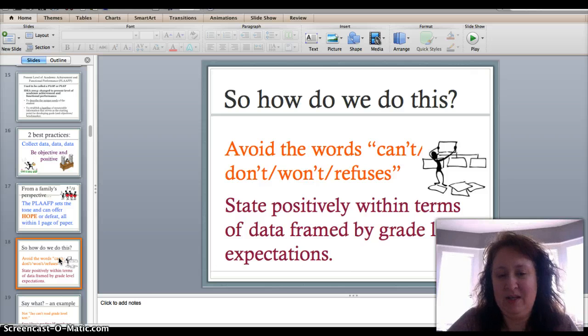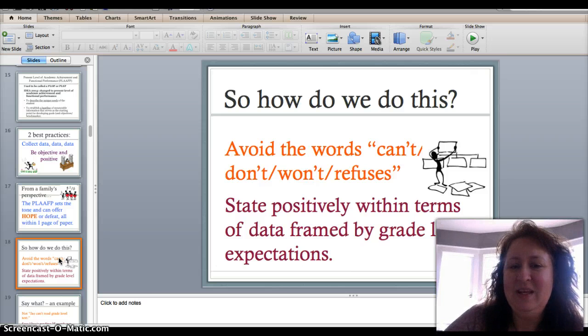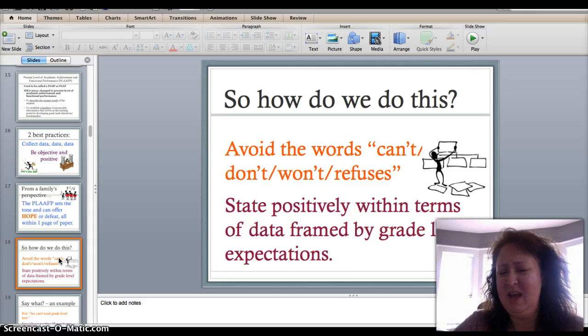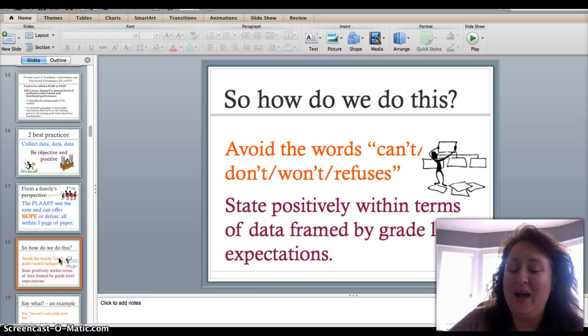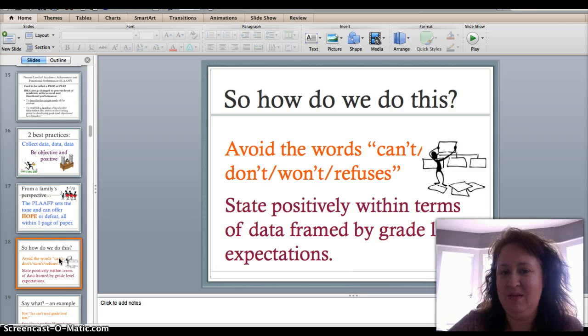All right, so how are we going to do this? What are the steps? The first thing you want to do is make sure you avoid at all costs using words of defeat. And those words are can't, don't, won't, refuses, absolutely never does what I tell him to do. We don't want any of that in our IEP. We're going to state every single thing within positive terms, and we're going to frame that in grade level expectations and data so that parents understand what that means.